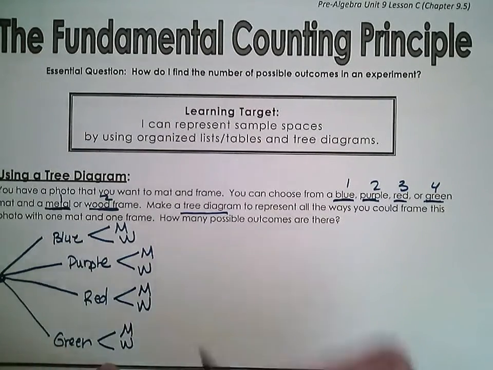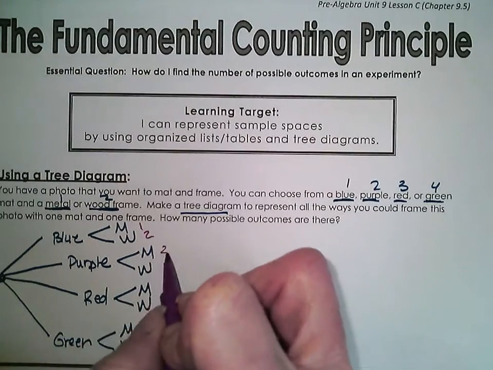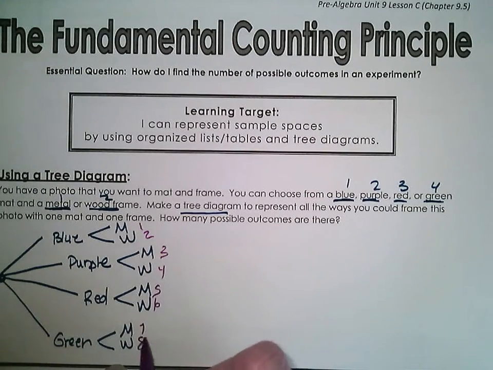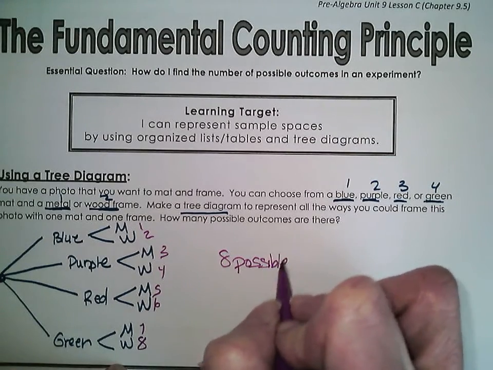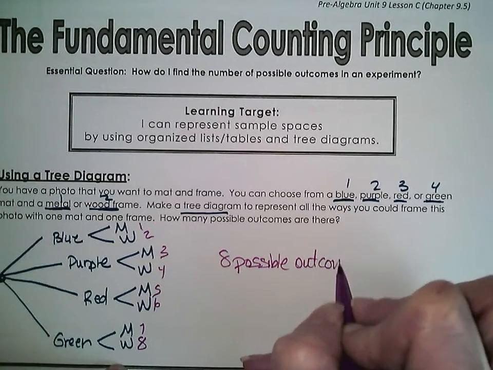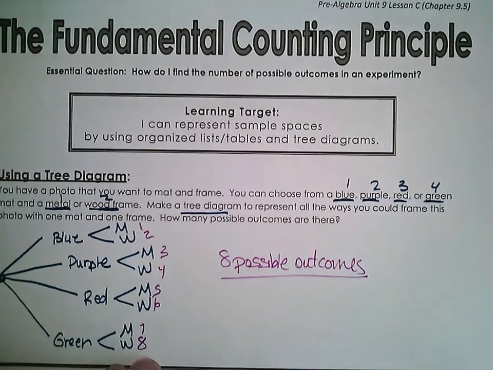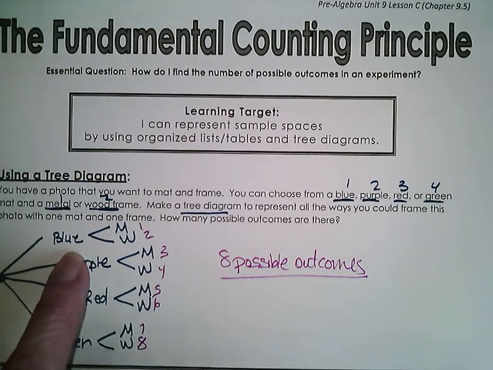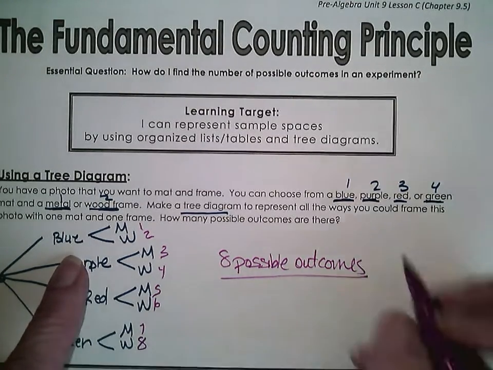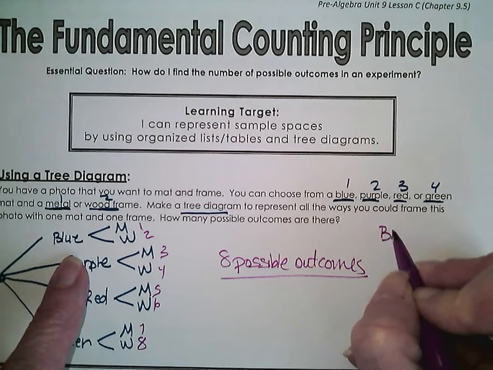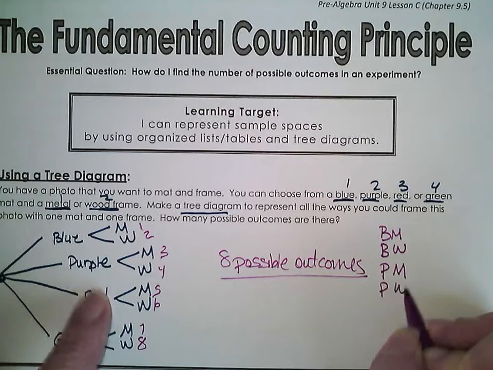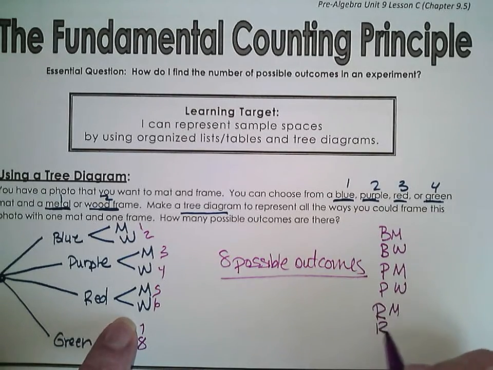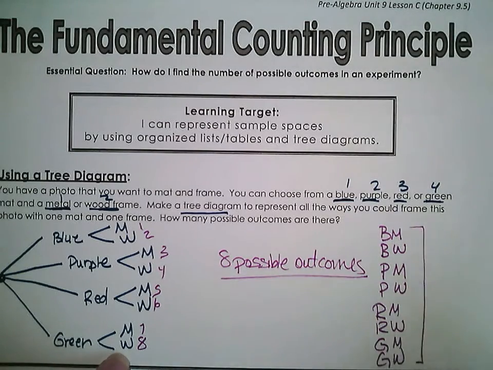So it looks like we have 1, 2, 3, 4, 5, 6, 7, 8 different ways. There's 8 possible outcomes. And you may encounter questions at some point that would make you list them all, and you would usually do that with a code where you would have like a blue with a metal, a blue with a wood, a purple with a metal, a purple with a wood, a red with a metal, a red with a wood, green with a metal, green with a wood. So you may see annotations kind of like this as well, okay?